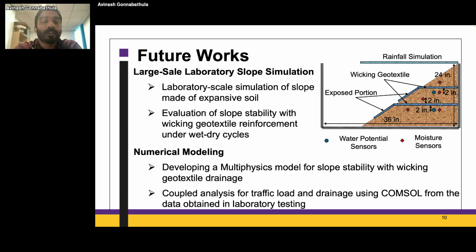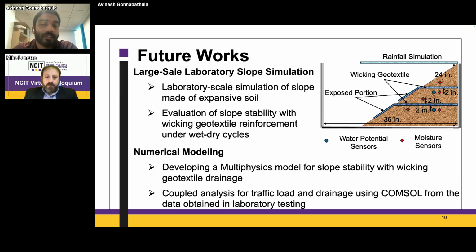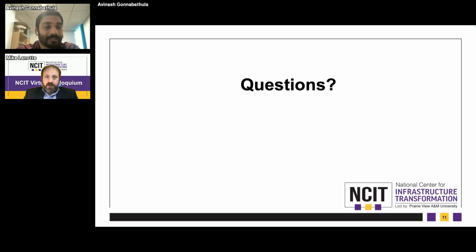For the future work, we are planning to do a large-scale model of the slope simulation with geotextiles installed with sensors. From this, we expect to observe the performance of the geotextile and obtain the optimum range of the distance and the number of geotextiles to use in a given slope for different types of soils. From the data obtained from the direct shear and the slope tests, we are planning to develop a numerical model with coupled analysis of traffic load and drainage. Thank you. Thanks, Avinash.